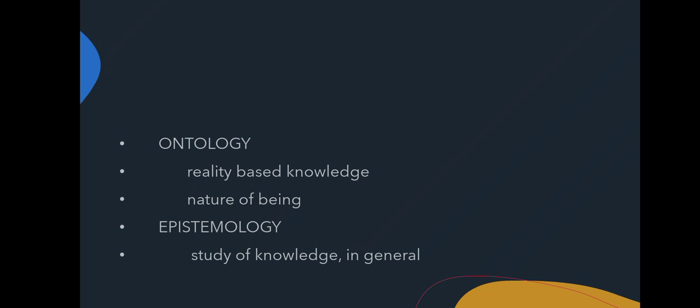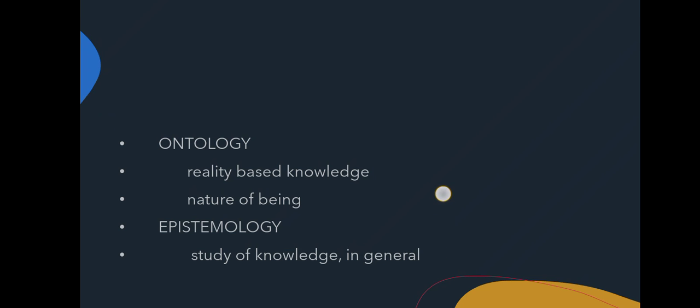If we give an example of ontology, it can be explained as a phenomenon of reality. When Allah Almighty taught Hazrat Adam alayhi salam the names of certain things, this is an example of ontology, because Allah taught him the names of the real things. That is an example of what is called reality based knowledge.